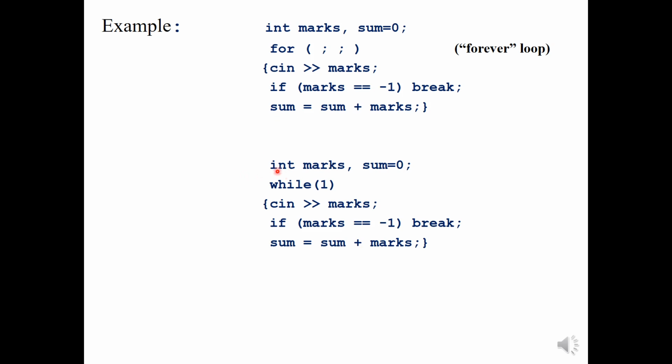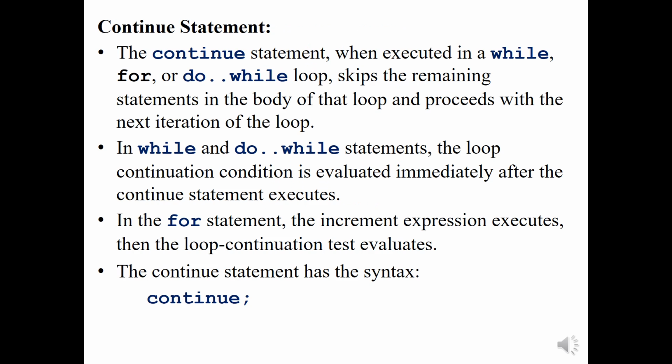Similarly, I can use this in a while statement also. While 1, now this is an infinite loop. 1 is always true, so this condition will always be true, whatever I do. So how do I break from this? Again, I put if marks equals -1, break. And then I'm calculating the total here, sum equals sum plus marks. Try these in your compiler, type them out and see how they work. Change a little bit somewhere and see how they work.